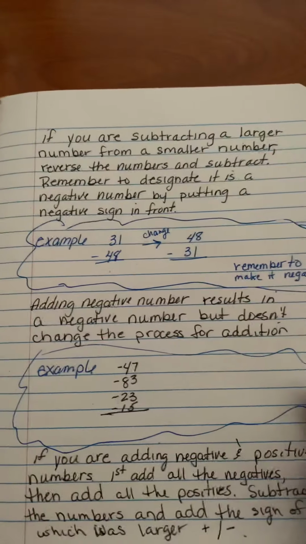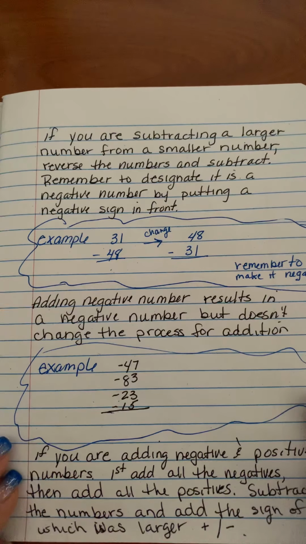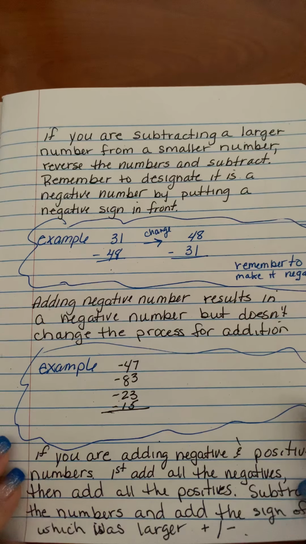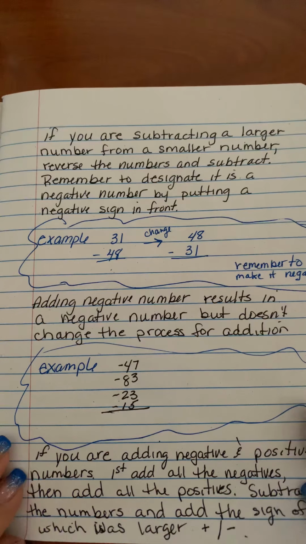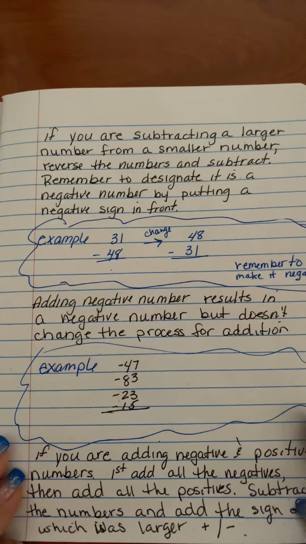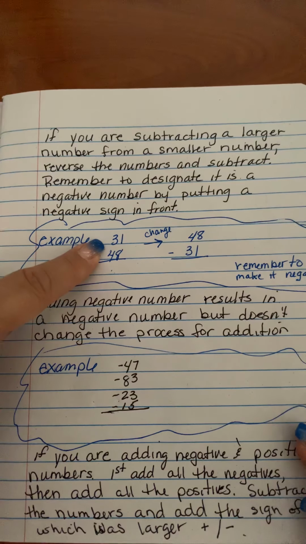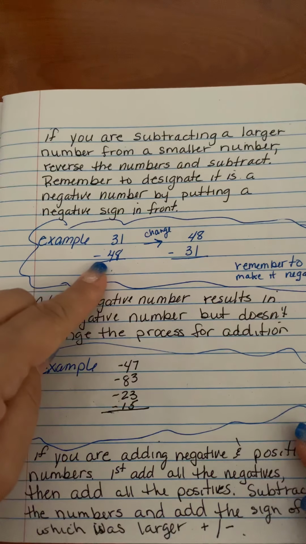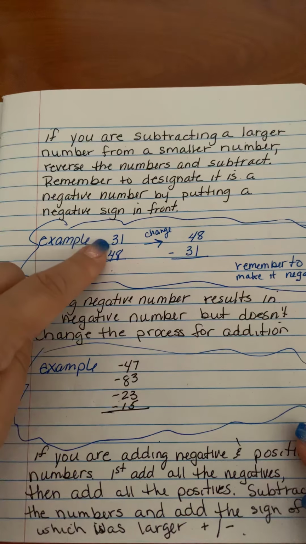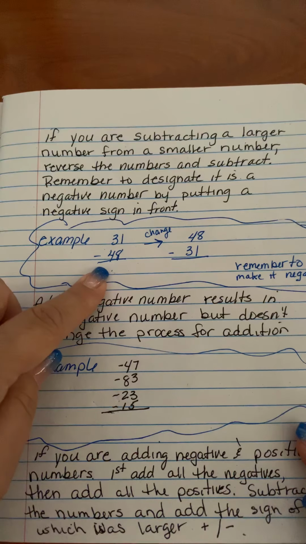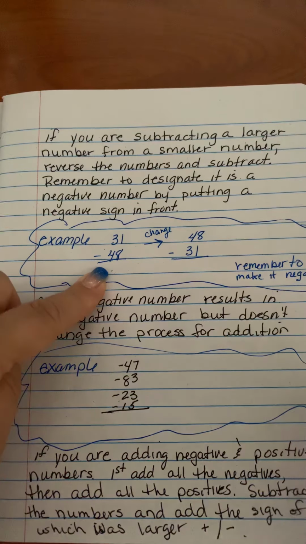If you are subtracting a larger number from a smaller number, reverse the numbers and subtract. Remember to designate it as a negative number by putting a negative sign in front of it. Example, clearly 31 is less than 48, and I'm trying to subtract that. This is the idea that I, as a business, have $31 and I'm making a purchase that's $48. I clearly don't have enough. How much do I need?